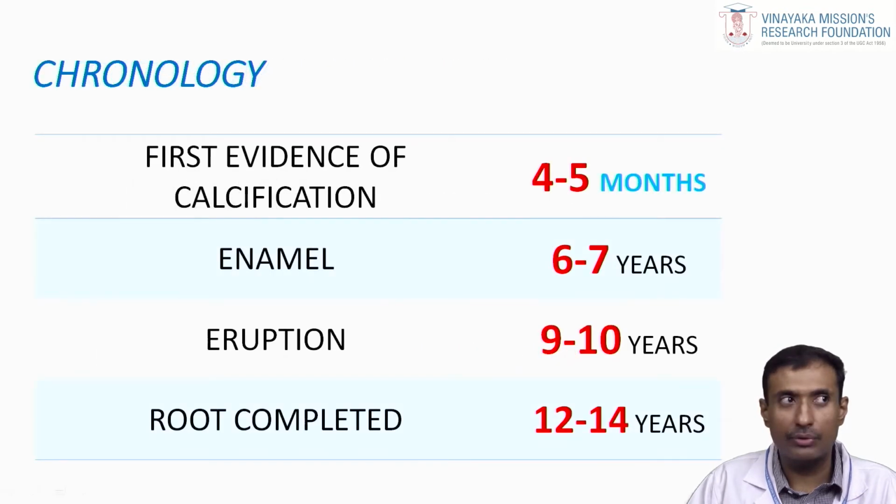Next, we move on to the chronology of the mandibular canine. As you can see in this tabular column, the first evidence of calcification is seen at 4 to 5 months, followed by 6 to 7 years where the enamel is completed. However, the tooth erupts only at 9 to 10 years and the completion of the root occurs from 12 to 14 years of age. So here we see there is a 3 year gap between eruption and the completion of the root.